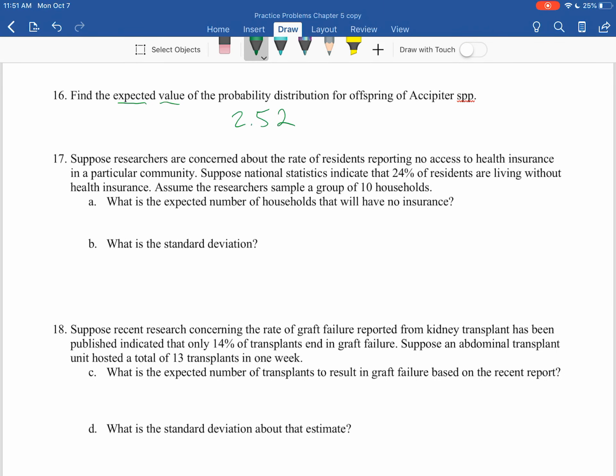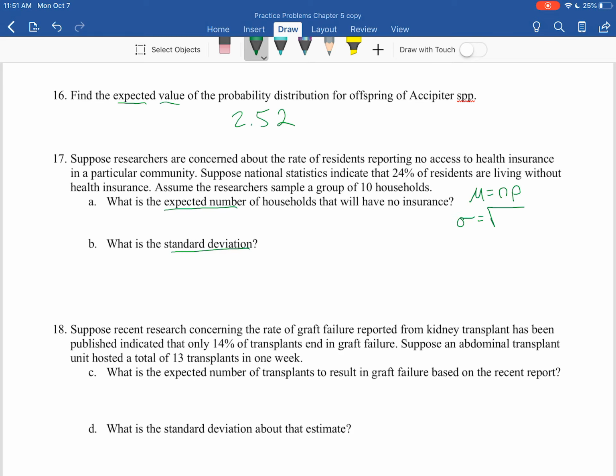So these next ones are very similar, all the same. We're just getting a value of n and our p-value and finding, what is our expected number, our average, and then what is the standard deviation. Remember, an average or a mean is equal to n times p, and our standard deviation is equal to the square root of n times p times q.